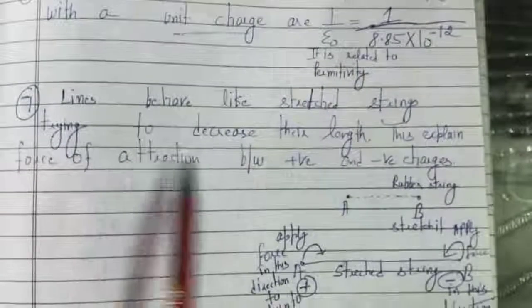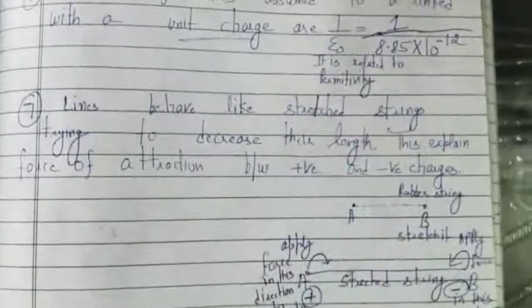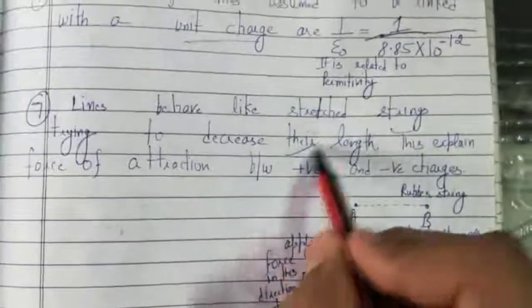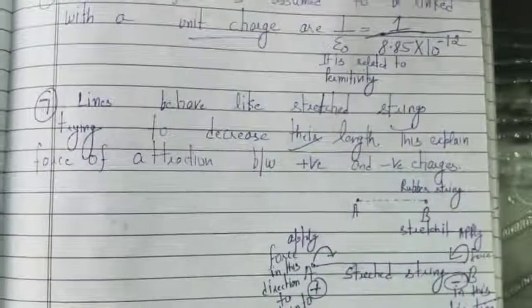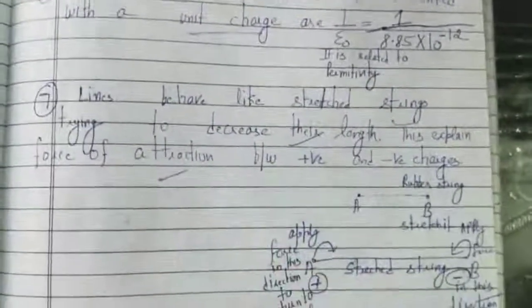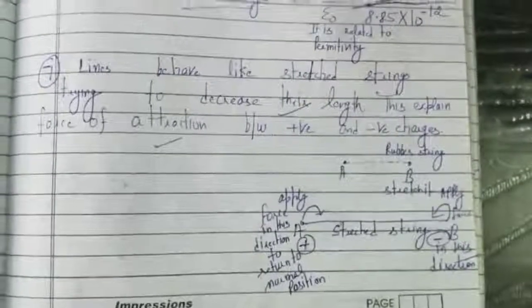So this is the concept. Electric field lines behave like stretched strings, and they try to decrease their length. In this way, the force of attraction between a positive and negative charge is explained. So this is the seventh characteristic of electric field lines.